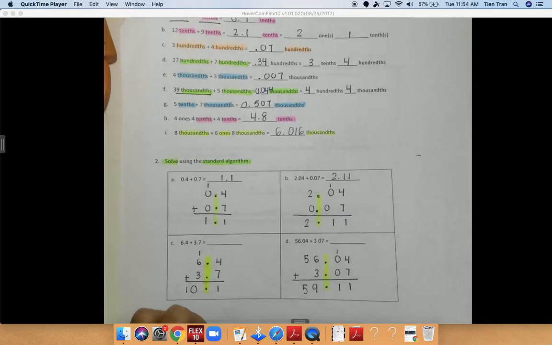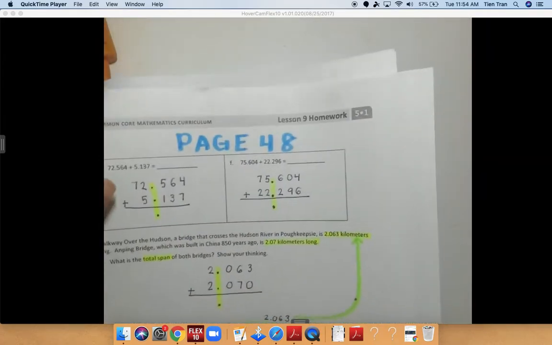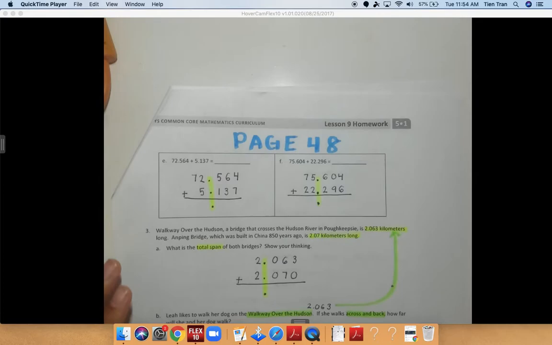Okay, now I'm going to turn the page. We are now on page 48.